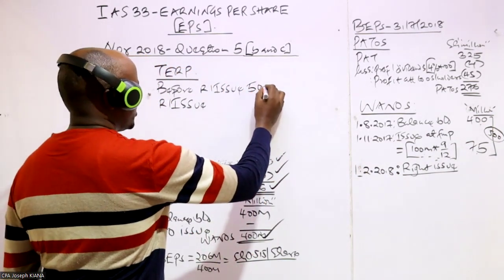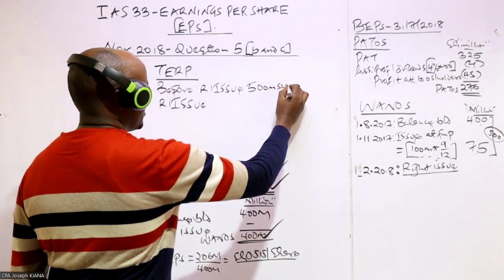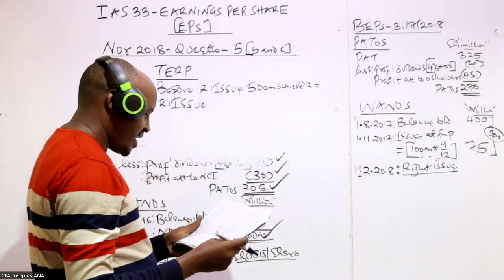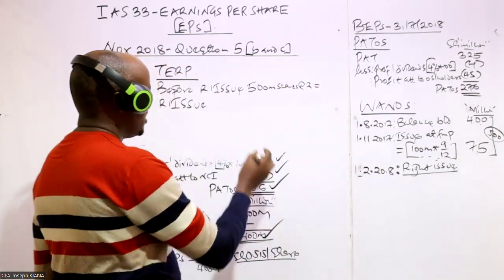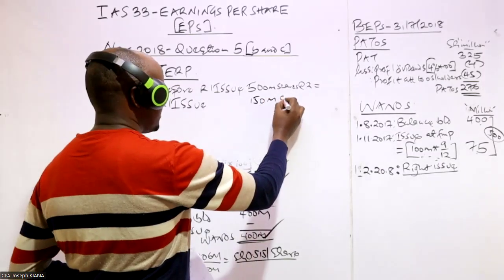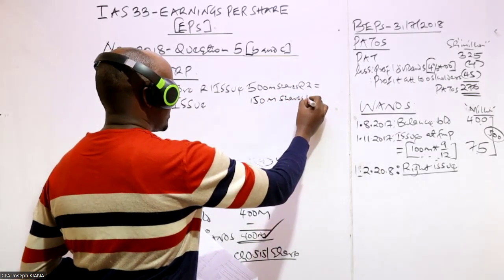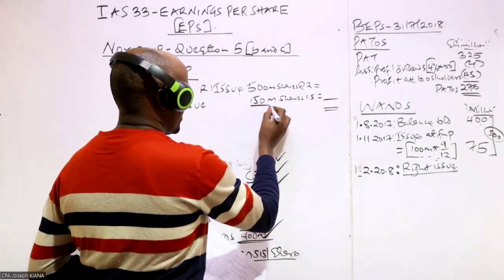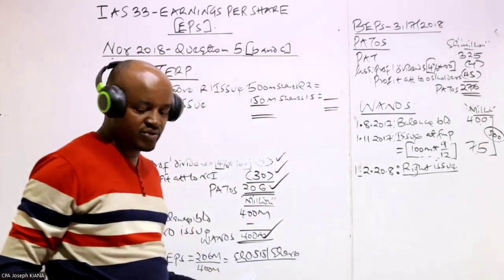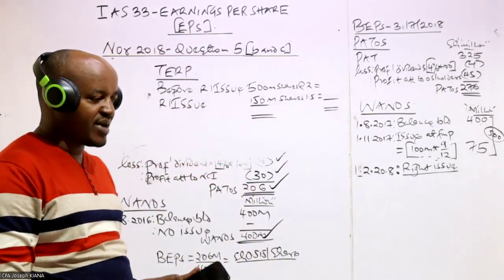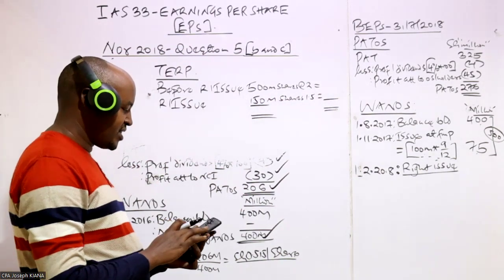Before the right issue, the shares issued were 500 million shares, and they had a market price of how much? They had a market price of 2 shillings. And then during the right issue, the company issued 150 million shares at a price of 1.5. This is how we compute what we refer to as the theoretical X-right price, the market price per share after the right issue.